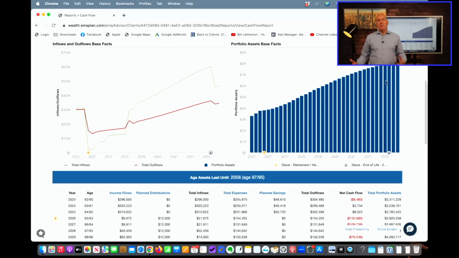Because based on this, maybe the Sandersons say, hey, we were a little bit more conservative with some of our spending, and maybe we'd like to take an extra vacation every year, so let's add in an extra $25,000 of expense that's going to be coming out every year. And that's, of course, going to change things a little bit.